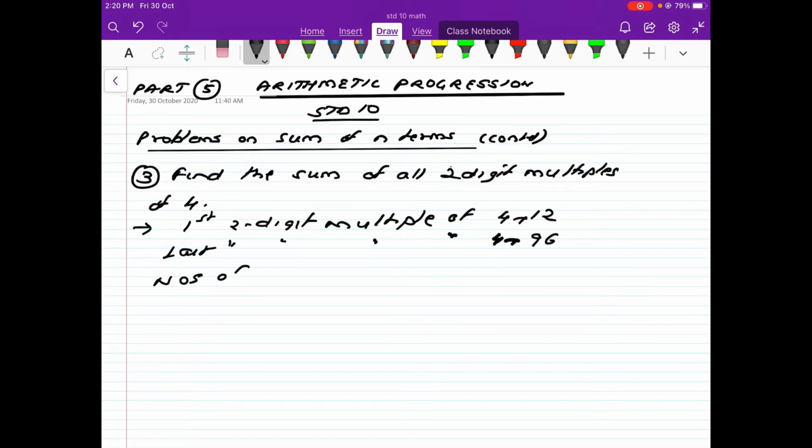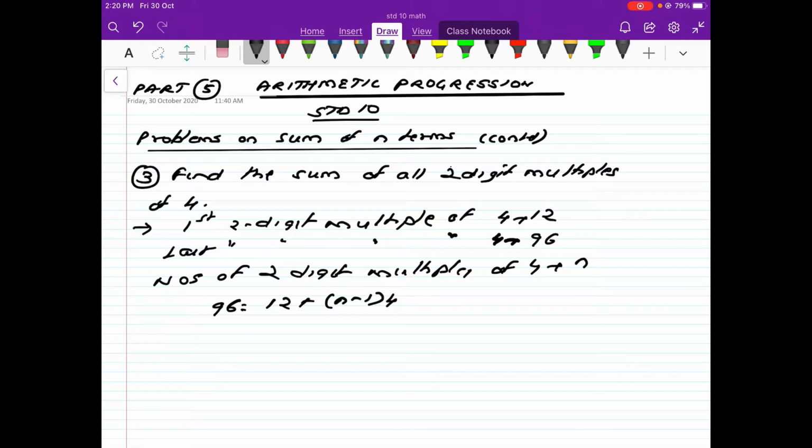Let the number of 2-digit multiples of 4 be n. So we have to find it by an is equal to a plus n minus 1 into d. So 96 is equal to 12 plus n minus 1 into 4. I don't know n. Here a is the first multiple, and the common difference is 4 because it's multiples of 4.